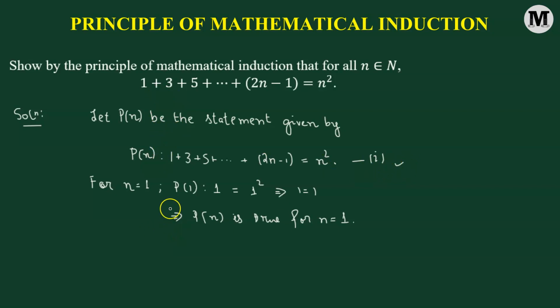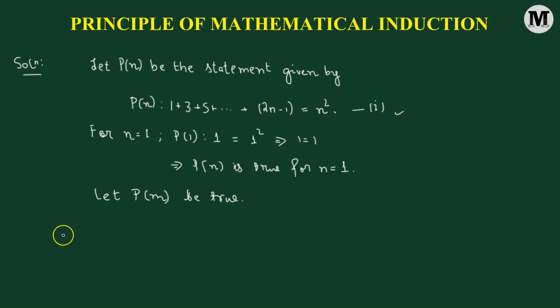Now we'll have to verify that the other natural numbers also make it true. To show that it is indeed true, we're going to consider another statement P of m. Here we're saying let P of m be true. So if P of m is true, we can rewrite the statement as P of m such that 1 plus 3 plus 5 going all the way up to 2 times m minus 1. Here we are considering the first m odd natural numbers, and the sum equals m squared. We're going to label this as number 2.